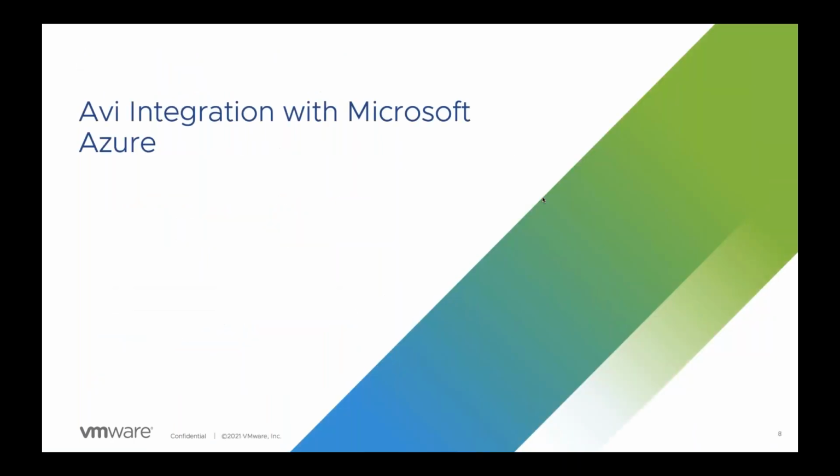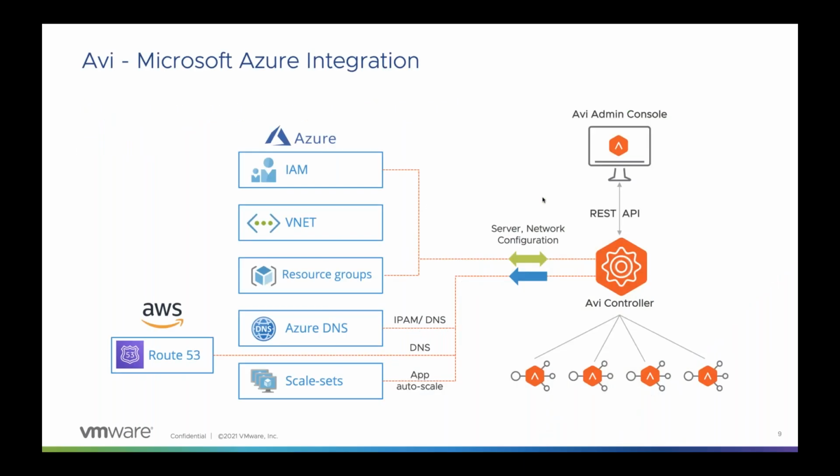So that was a very, very quick overview of what Avi is in general. Now we'll take some time to look at how we integrate with the public clouds such as Microsoft Azure and Azure VMware Solution. In the case of Microsoft Azure, we have major customers who have been using Avi for load balancing requirements in the public cloud in Azure.